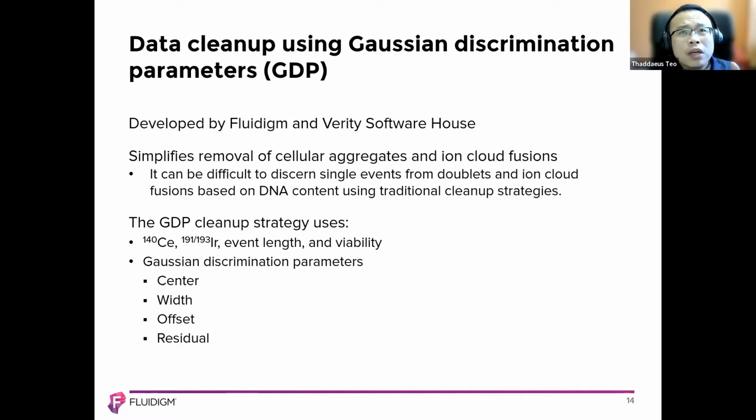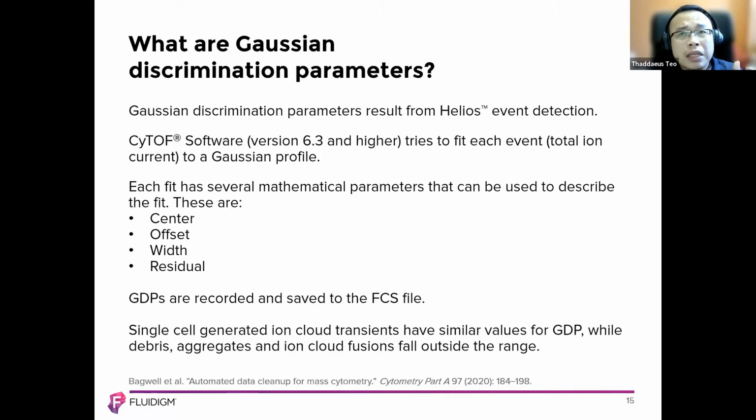So what are Gaussian parameters? They are determined by the Helios event detection. You can read through this. It's a bit crowded on this slide, but I just want to let you know that single, self-generated ion cloud transitions have similar values for the Gaussian parameters, while debris, aggregates, and ion cloud fusions fall outside this range. We utilize this range within the center, offset, residue and center, offset, width and residue to start to isolate and look at the cells that you want to investigate, so that we can take the information out from there.